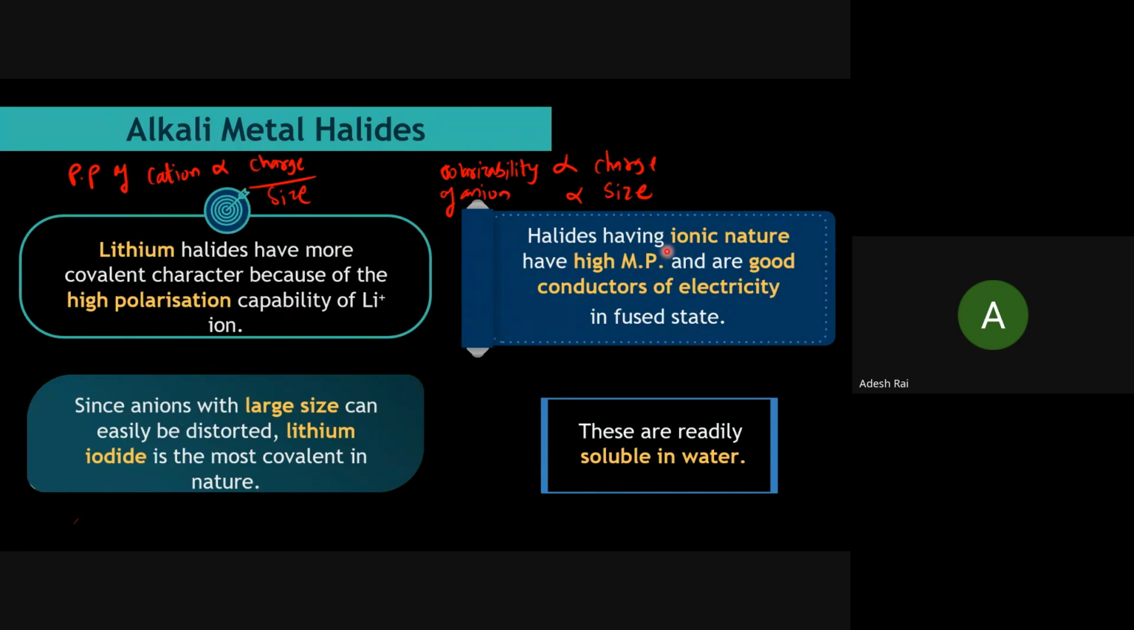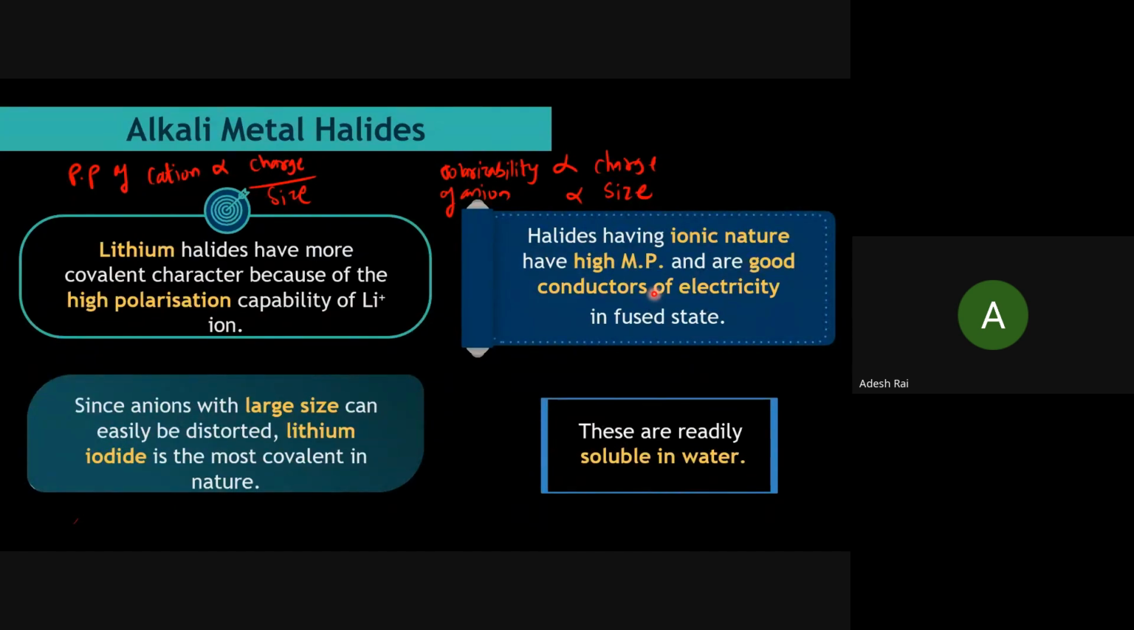Now, halides having ionic nature have high melting point and are good conductors of electricity in fused state. Do you believe it is true? Obviously, because first of all, they are ionic in nature. And what will happen? If you heat them, fused state means what? If you heat them, it will form ions, so positively charged metal and negatively charged halide ion. Now these ions will conduct electricity.